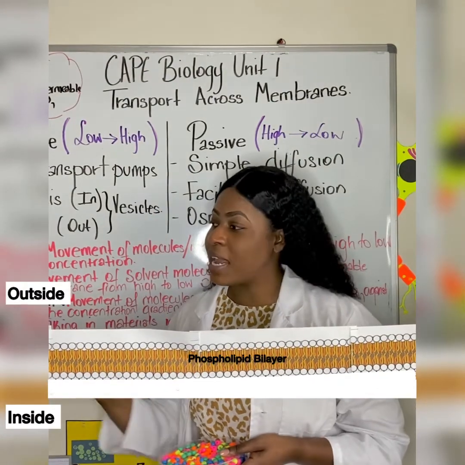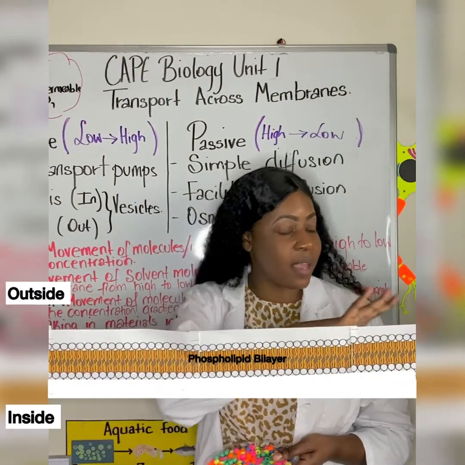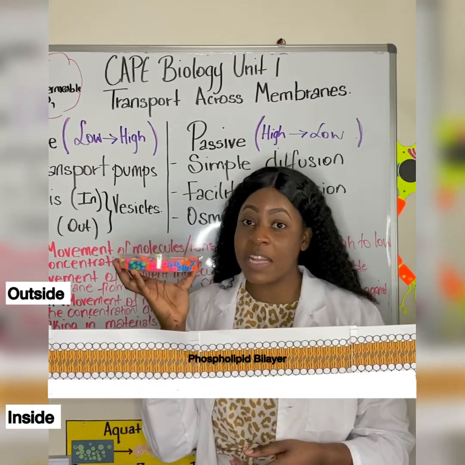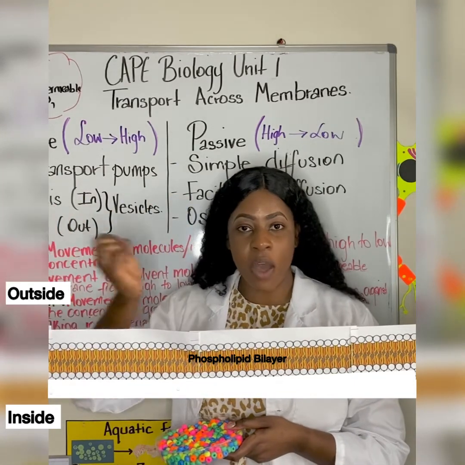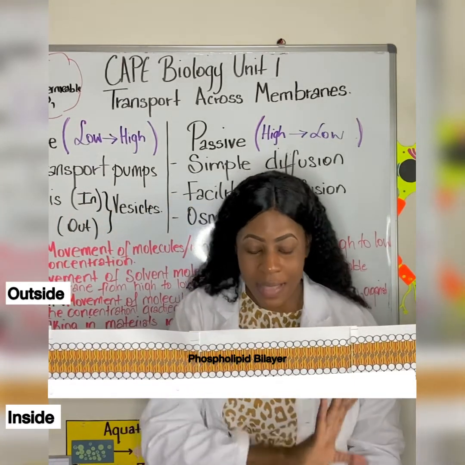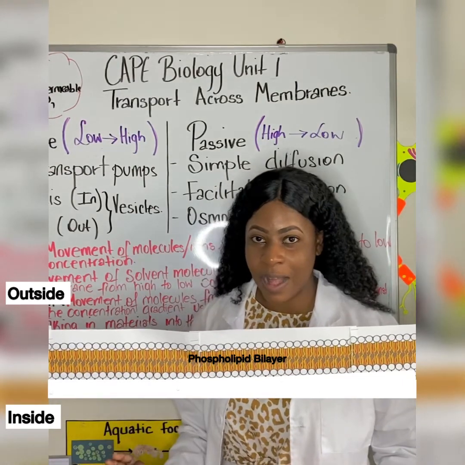I have here today the phospholipid bilayer, which represents my cell membrane, some beads to represent molecules or ions, this region to represent the outside of the cell, and this region to represent the inside of the cell.